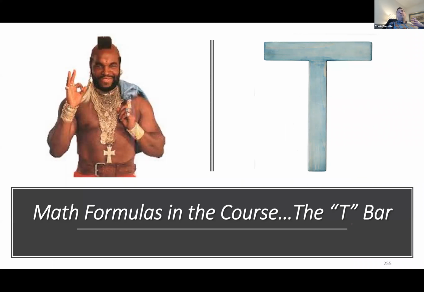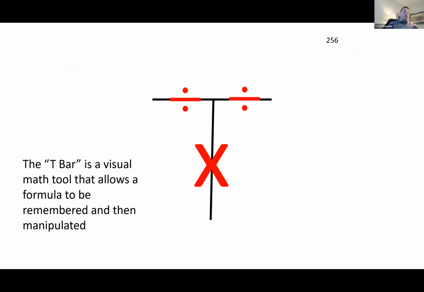Now, that's where our friend, the T-bar, comes in. Christina said she's having a problem, not sure if she needs to divide or multiply. That's where the T-bar is your friend. The T-bar is just a visual way of writing out a formula so that you never have to think about whether you are dividing or multiplying. The T-bar tells you. So all you have to do is remember where the things are in the T-bar.